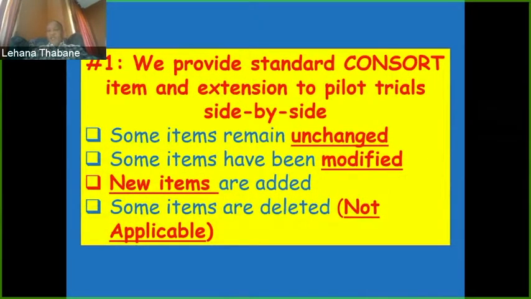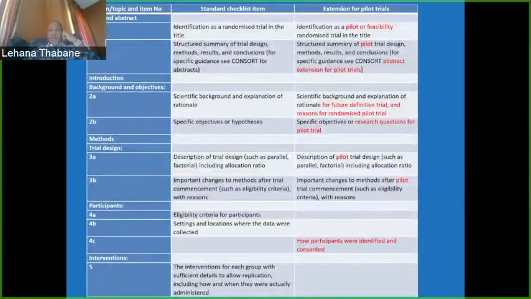So what we did is we did four things. We provide the CONSORT items, and then next to it, we provide the extension to pilot side by side. And within the checklist, we identify items that remain the same. We identify some items that had been modified to be specific to pilot trials. And then we also identify new items that are added to that checklist because they only apply to pilot trials. And then there were some items that were in the original checklist, but we are saying they are not applicable to pilot trials.